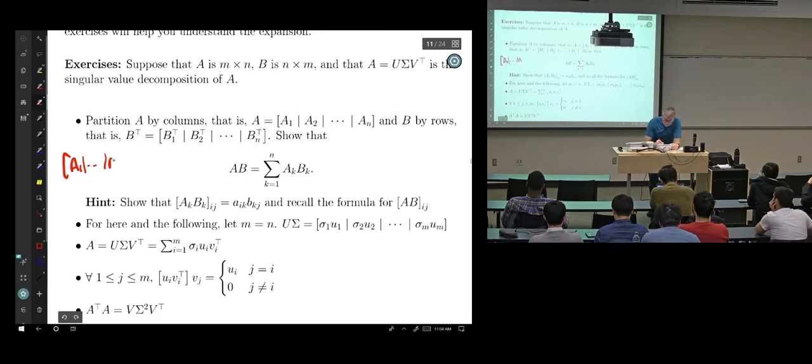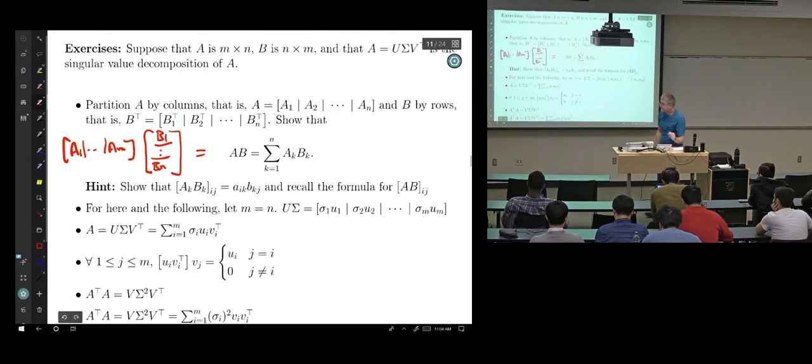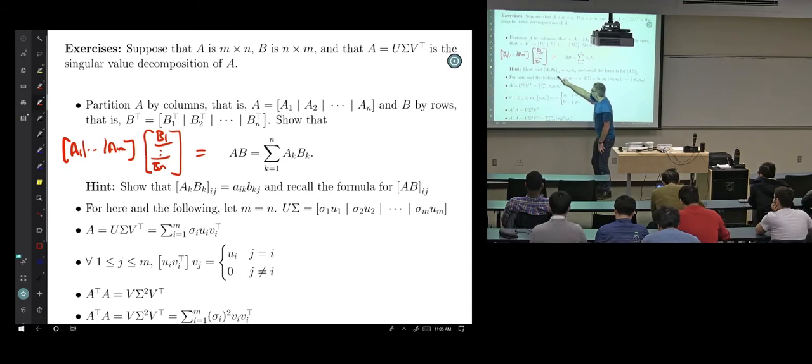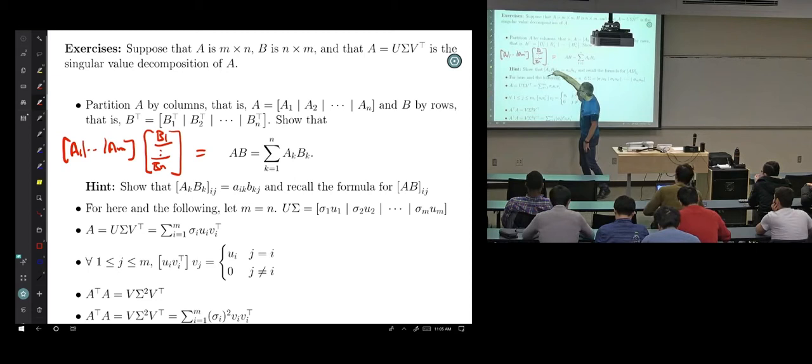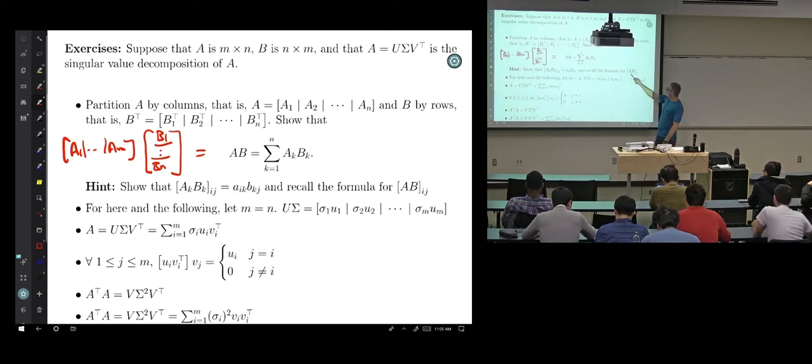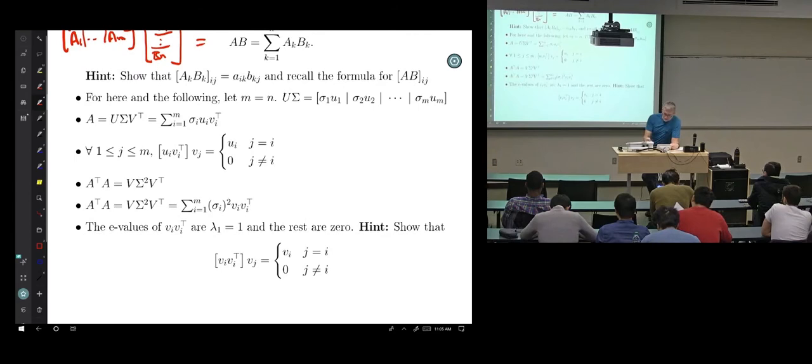A1 through AN times B1 through BN, okay? And I give you the hints about how to do it. You know the formulas for getting the IJ entry when you multiply two matrices. Well, this is a matrix. It's just a column. This is a matrix. It is just a row. You can calculate the IJ entry and compare it to what is the IJ entry of AB, and that you did calculate in homework 1. Okay, so you can use homework 1 to prove this. And then there's a ton of other little simple exercises I highly recommend.